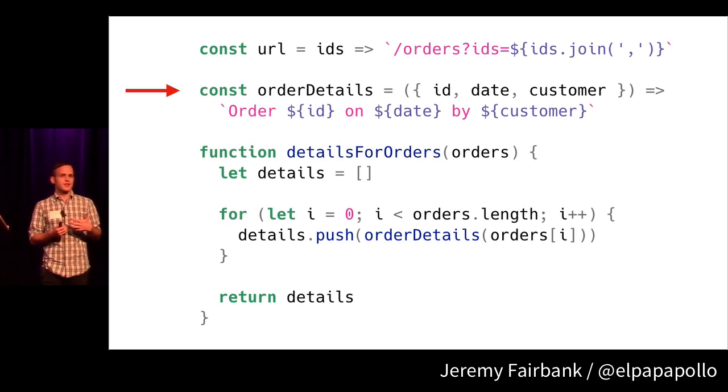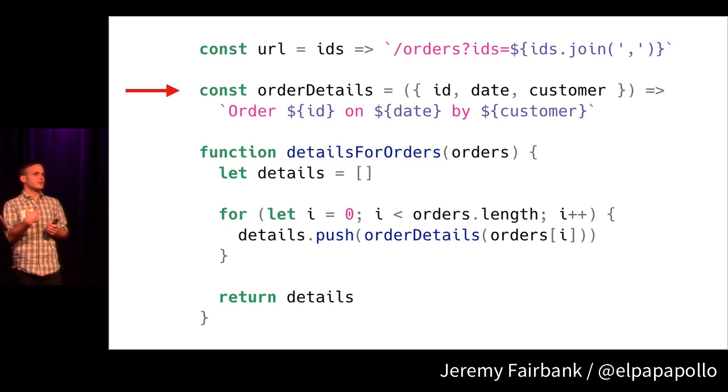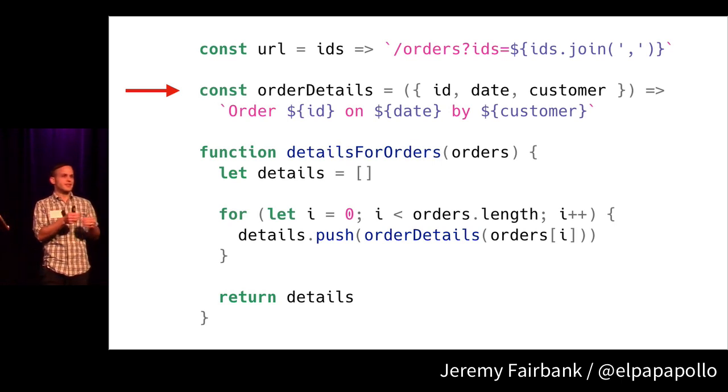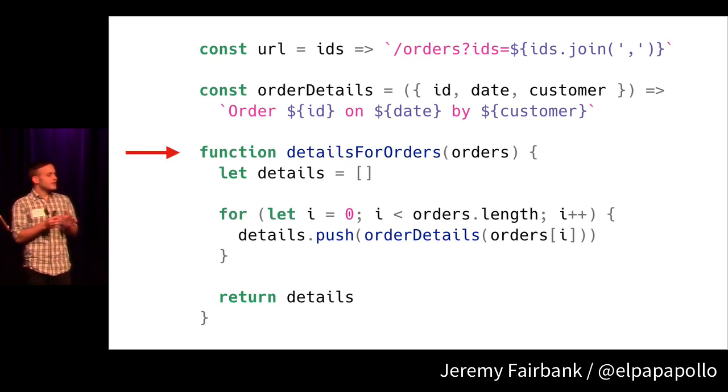We can have another helper function that's only responsible for taking an individual order and converting that into that string details. So we're going to use ES6 destructuring here to take out the ID, date, and customer to produce that string. And then finally, our main business logic was to take a whole array of orders and transform them.